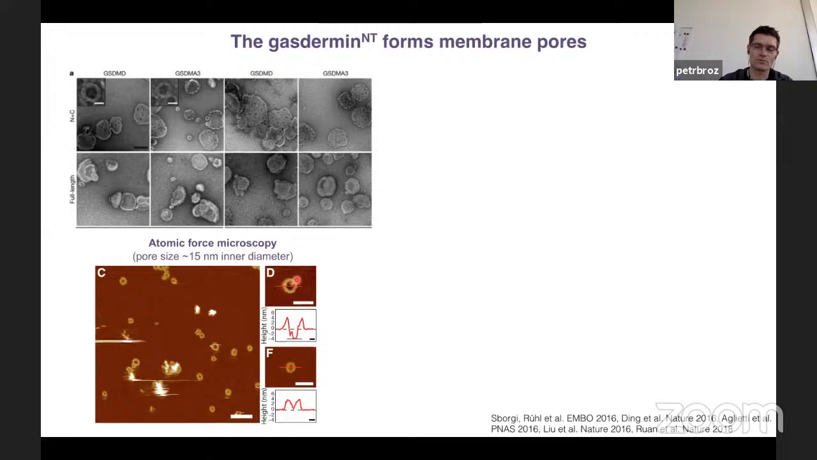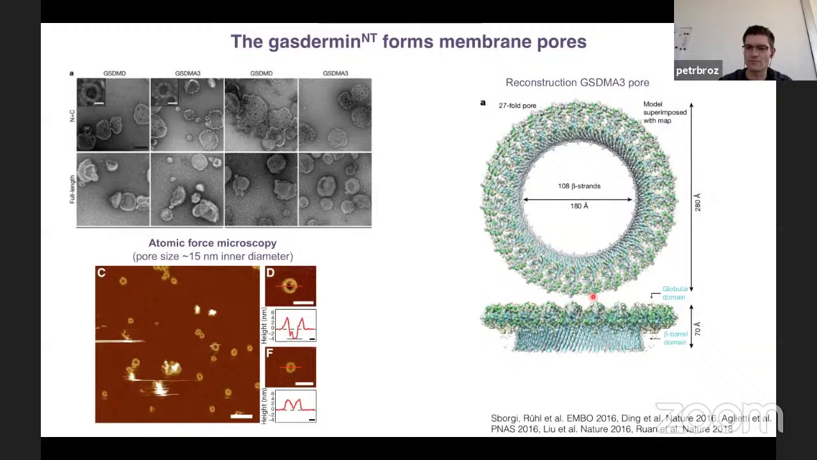that consist of these gasdermin N-termini that oligomerize to form the pore. And this is probably the latest work here from Hao Wu's lab, where they solved the structure of the gasdermin A3 pore. So this is the pore formed by the gasdermin A3 N-terminus. So you can see it is a large beta barrel-shaped pore that is punched from the inside into the plasma membrane of cells. It has a 27-fold symmetry and a very large diameter. So it's 18 nanometers in diameter. So it's a very large pore that permeabilizes the plasma membrane from the inside. And we now believe that this is what causes pyroptotic cell death.